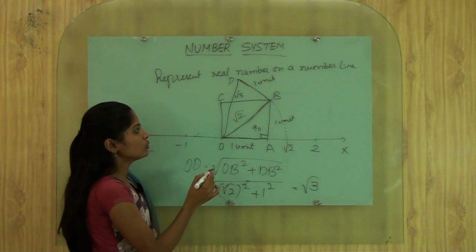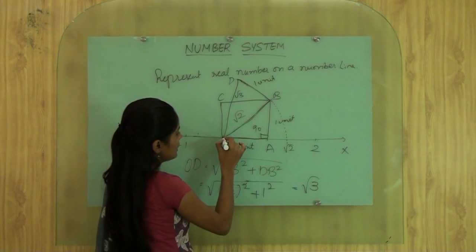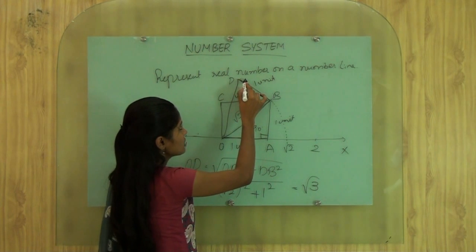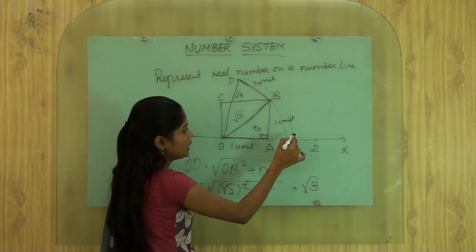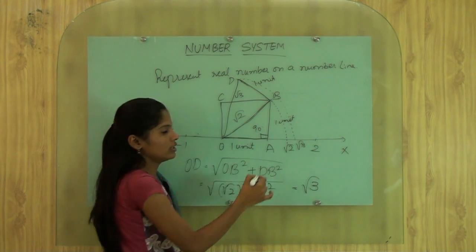If you want to locate root 3, what do we do? Take O as an origin, take the compass and then draw an arc. There you get a point, root 3.